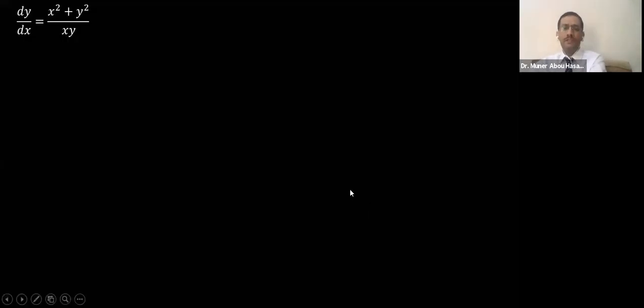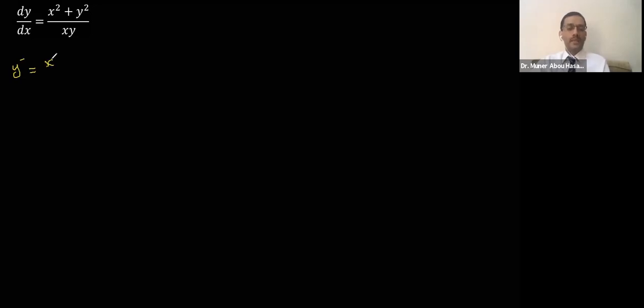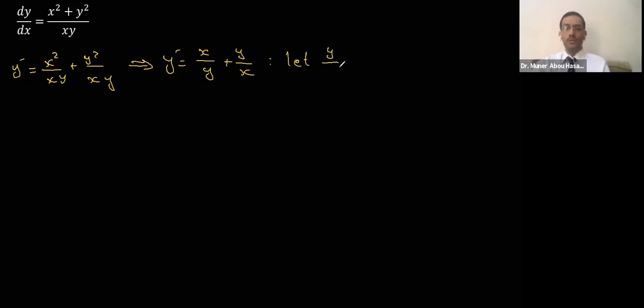So now, after finding that this equation isn't separable, isn't first order linear, isn't exact, I will try to write my right-hand side in another form, such that now I have y prime equal x squared divided by xy plus y squared divided by xy. That will give me y prime equal x divided by y plus y divided by x. And I'm going to use the following substitution: y over x equal u. That will give me y equal x times u.